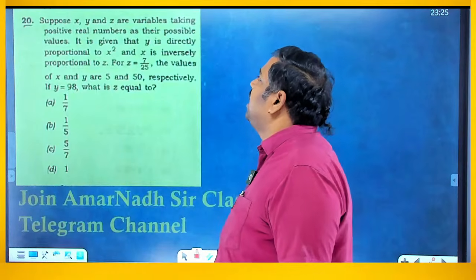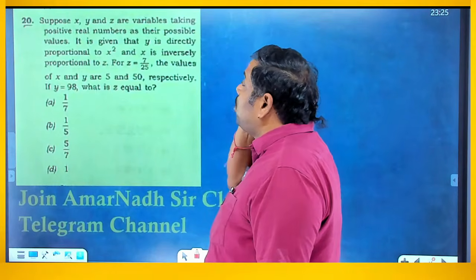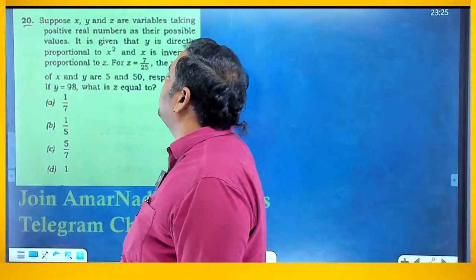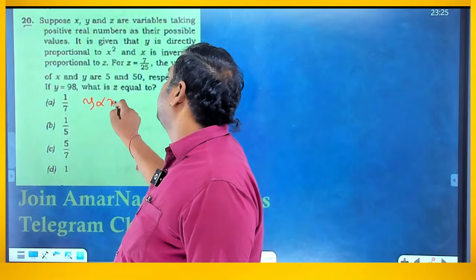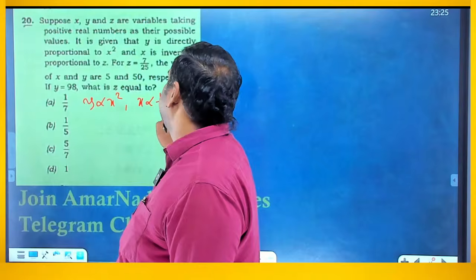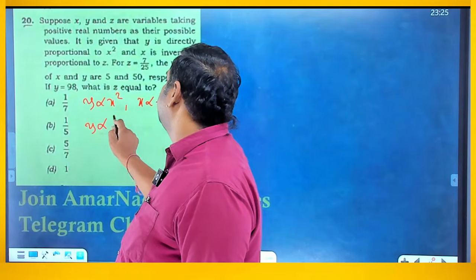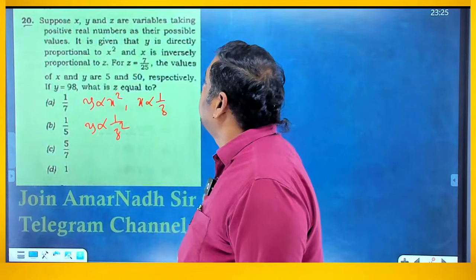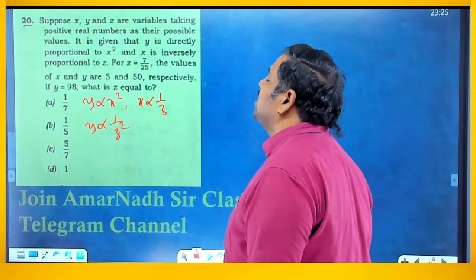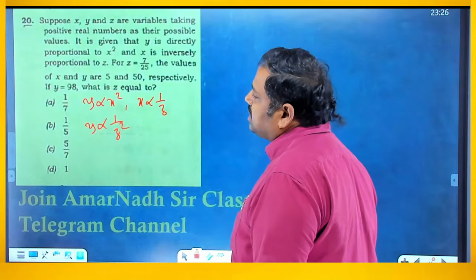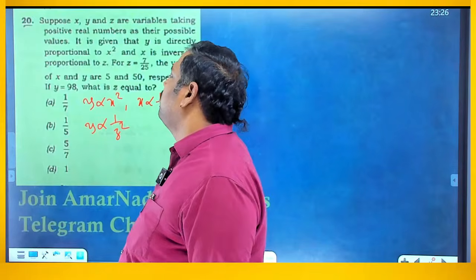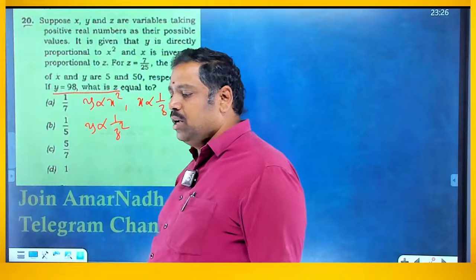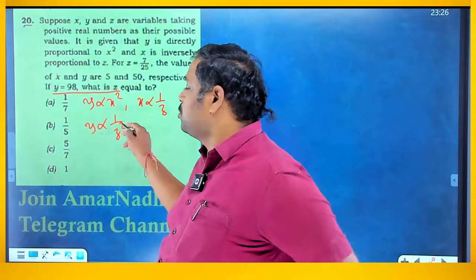Suppose x, y, and z are variables taking positive real numbers as their possible values. It is given that y is directly proportional to x square, and x is inversely proportional to z. Collectively, I can say that y inversely varies with z square, right? For z 7 by 25, the values of x and y are 5 and 50 respectively. When y is 98, what is z equal to? It is asking about y and z, their variance, right?